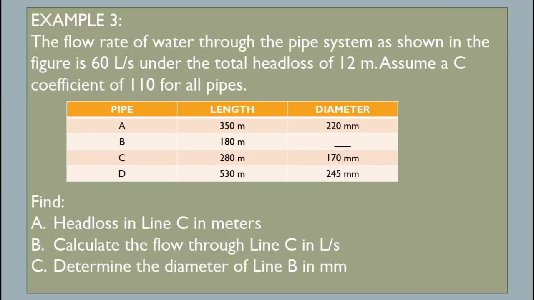Example number 3. The flow rate of water through the pipe system as shown in the figure is 60 liters per second under the total head loss of 12 meters. Assume a C coefficient of 110 for all pipes.